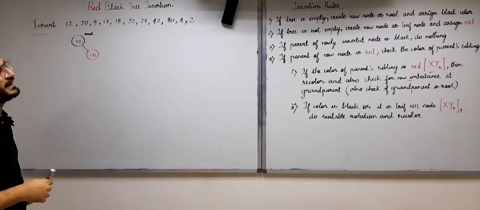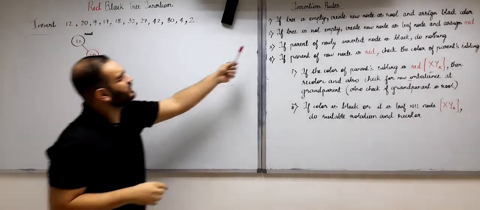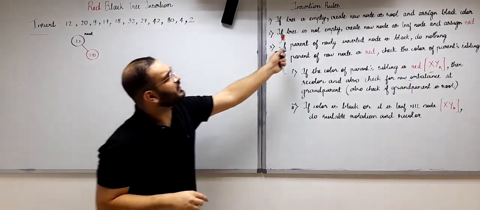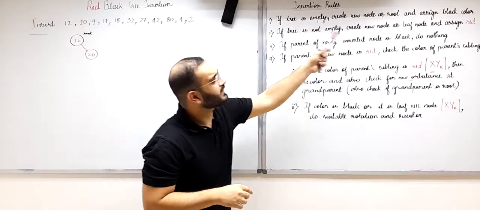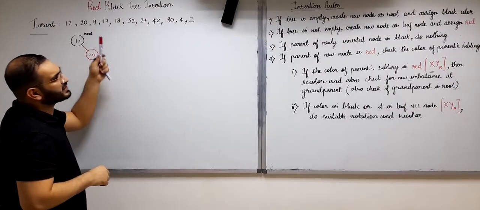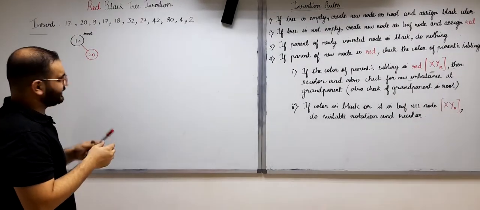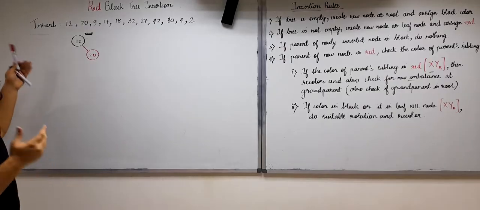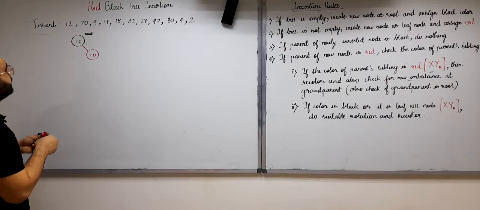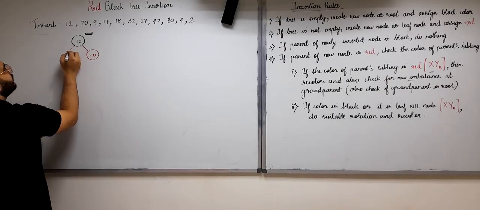So now what about 9? Again, this is the insertion rule. The tree is not empty right now, okay? So we will create this node of 9 as a leaf node and assign red color to it, and it will come on the left side of 12 because of the binary search tree property. So it will come on the left side of 12.